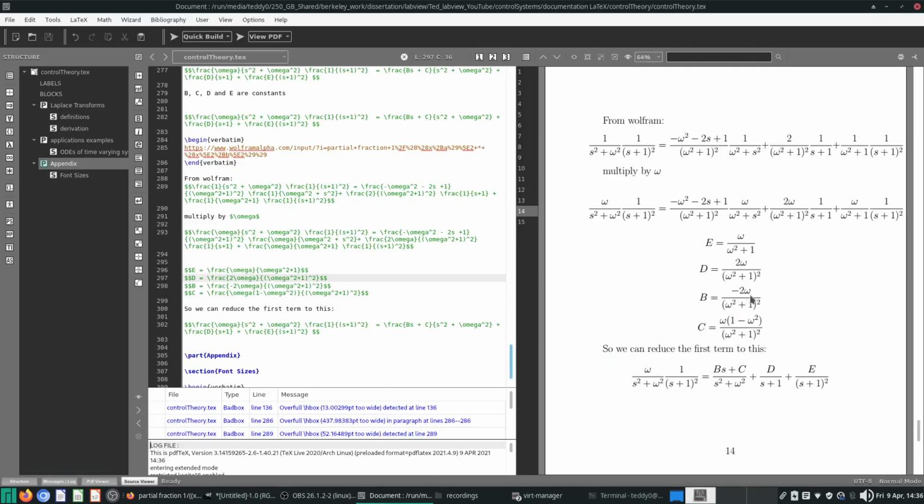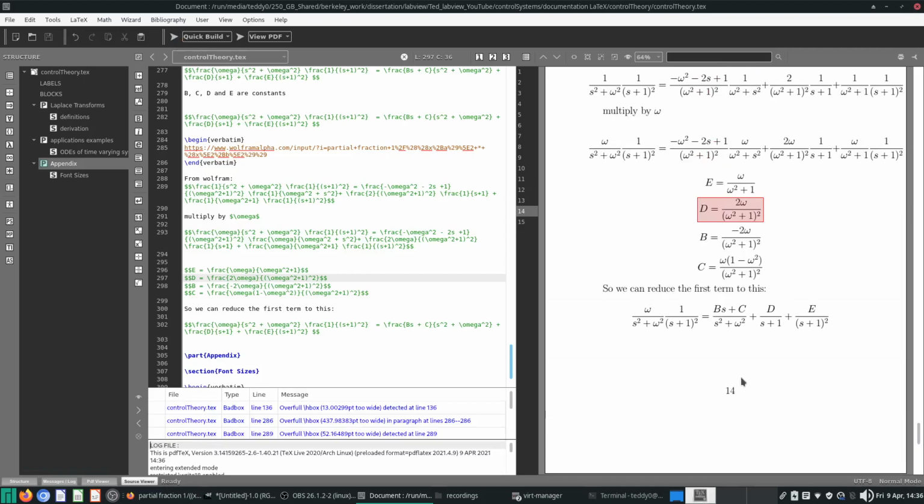B is 2 omega. All of these are really dependent on omega. Of course if omega equals 0, all of these terms will just drop out, and then we'll get a different sort of response there.